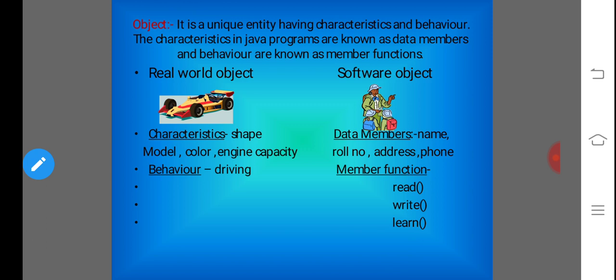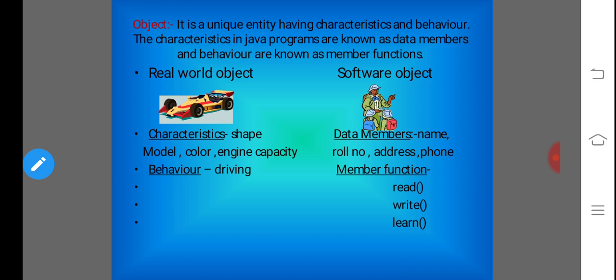So for example, in the picture you can see I have taken an example of a real world object. It is a car. So what are the properties of the car? It has some shape, it has some model, like it is of 2011 model or 2014 model. How is one car differentiated from another car? On the basis of color. What is the engine capacity of the car? What is the function of the car? It is used for driving purposes.